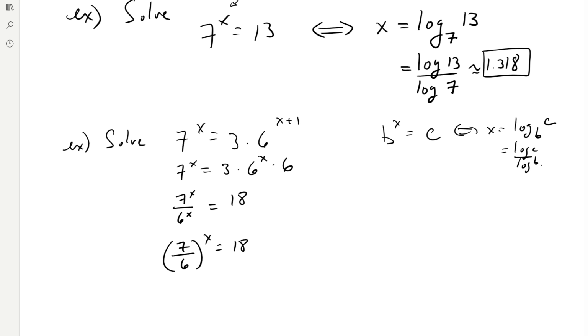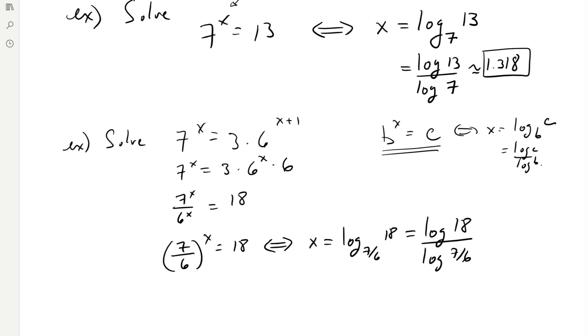And now I'm at a point where I've got an equation of this type, b to the x equals c. And now I'm going to rewrite this in terms of a logarithmic equation. So x is the power to which I raise 7 over 6 to get 18. Now I'm going to use my change of base formula. This is log base 10 of 18 over log base 10 of 7 over 6.